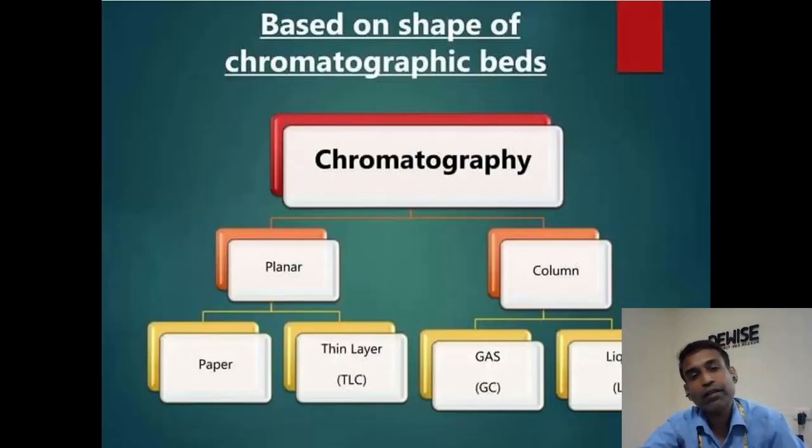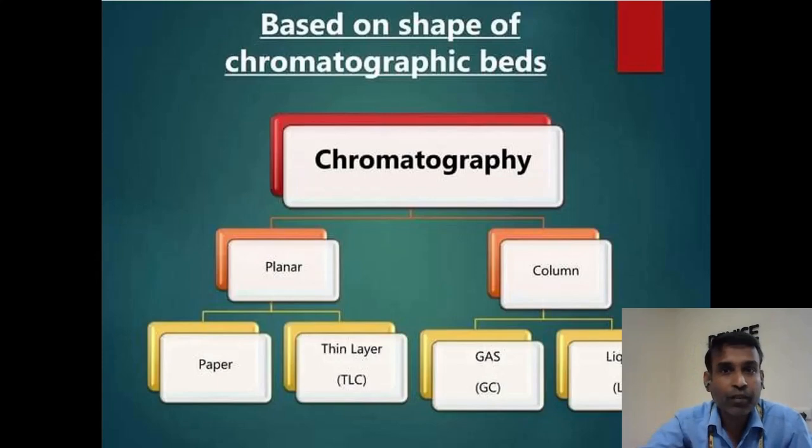Next, generally we have different types of chromatographic techniques. Based on the chromatographic bed, they can be divided into two major categories: planar chromatography and column chromatography. Planar chromatography has two subcategories, paper chromatography and thin layer chromatography. Column chromatography is majorly separated into gas chromatography and liquid chromatography. Apart from this, we have other techniques such as affinity chromatography, which come under column chromatography. This is the major classification of the chromatographic techniques.